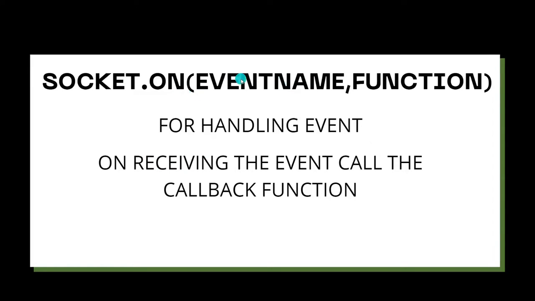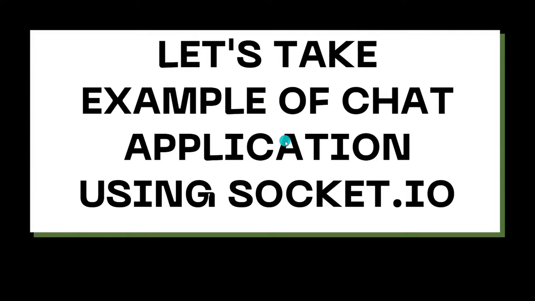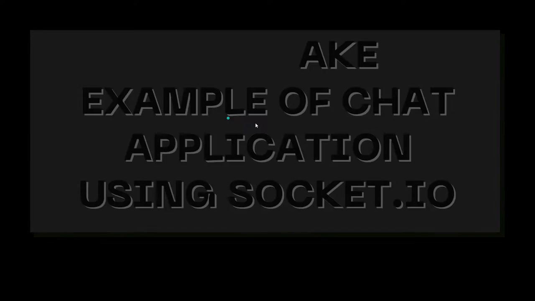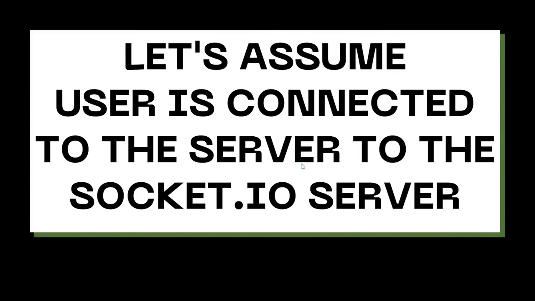And which type of events is it used to handle? It is used to handle some inbuilt events, and it is also used to handle the events that we are sending using the Socket.Emit method. On receiving the event, it will call the callback function. So let's take the example of a chat application in order to learn what is Socket.on, and we are assuming that this chat application is built using Socket.io.